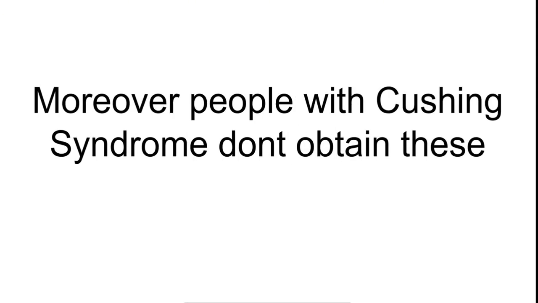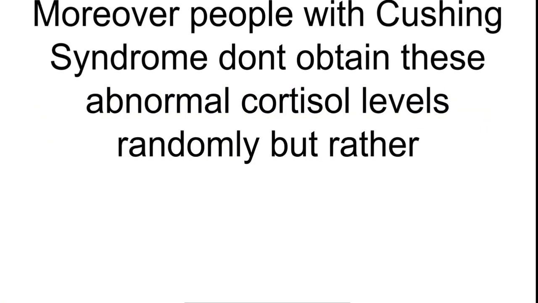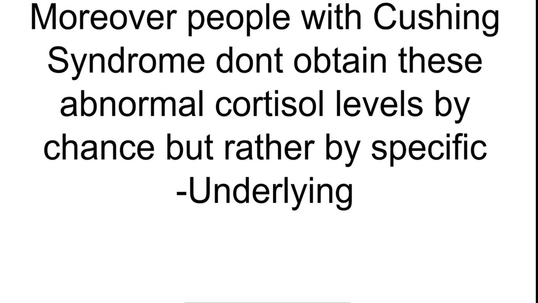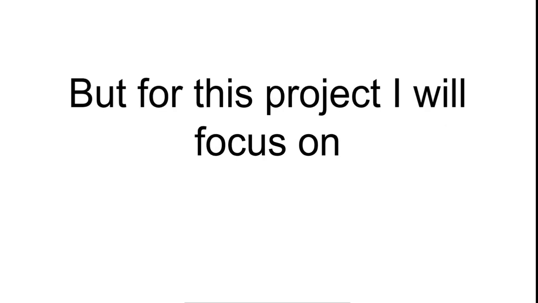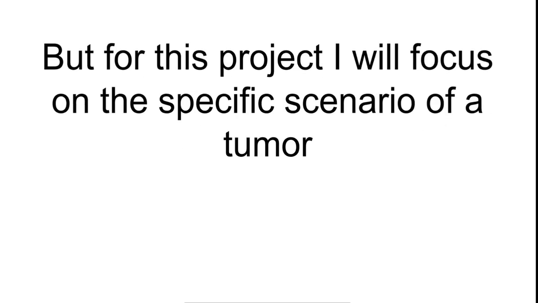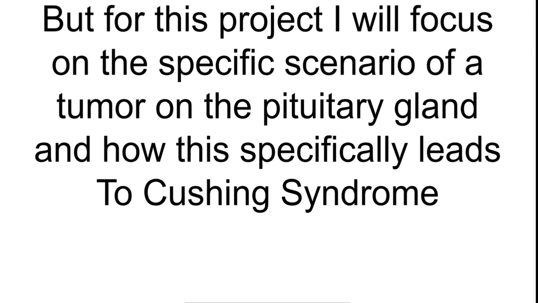Moreover, people with Cushing syndrome don't obtain these abnormal cortisol levels randomly, but rather by specific underlying causes. These include steroid abuse, tumor on adrenal glands, tumor on pituitary glands, and many more. But for this project, I will focus on the specific scenario of a tumor on the pituitary gland and how this specifically leads to Cushing syndrome. So let's jump into the science.